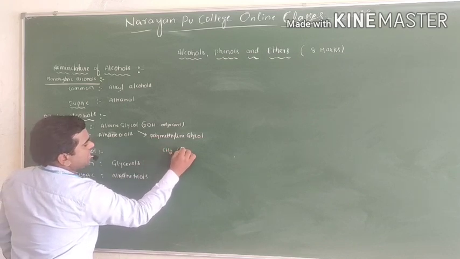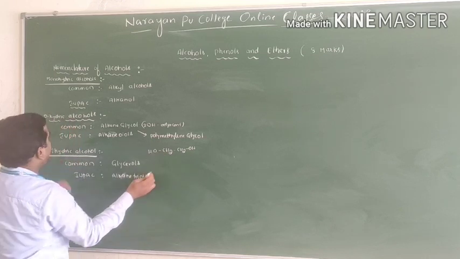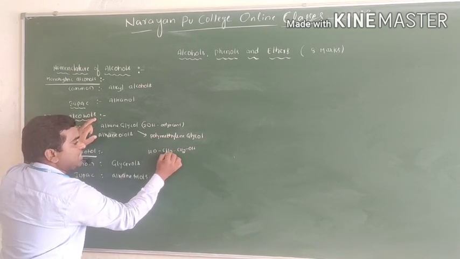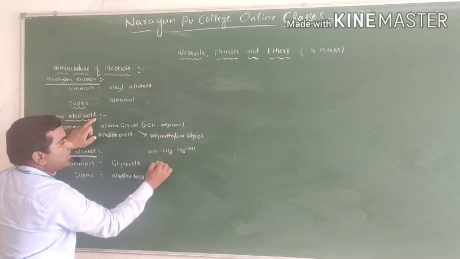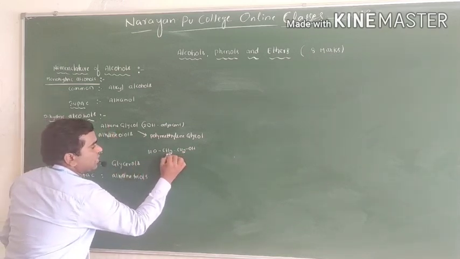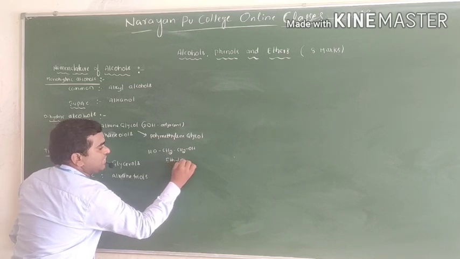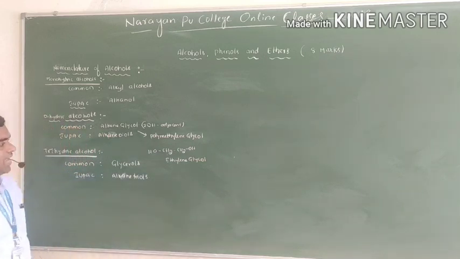Suppose you take CH2OH-CH2OH. Which alcohol is this? A dihydric alcohol, and both OH groups are adjacent to each other, present on adjacent carbons only. What is the name of this compound? How many carbons are there? Two carbons. So we will write ethylene glycol.